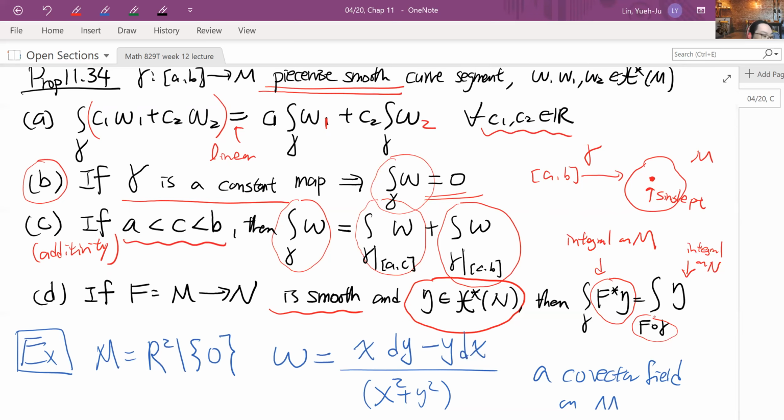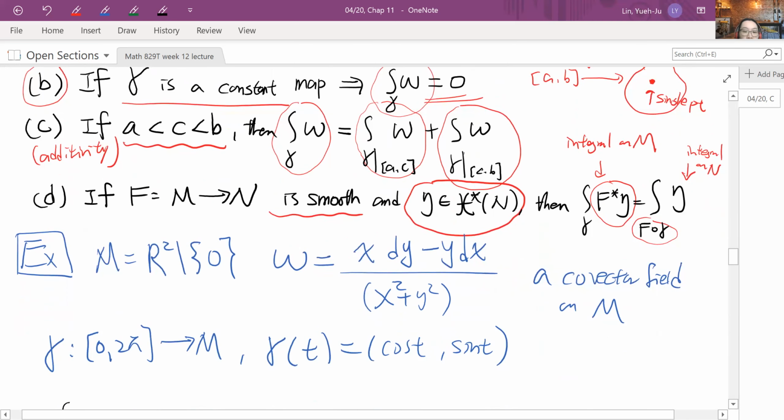So I'm actually thinking about maybe making this part D a homework problem. But all of Proposition 11.34, you should be able to do through the definition of the integral using the pullback. Okay, so now let's see one example here, so we can really do the computation.